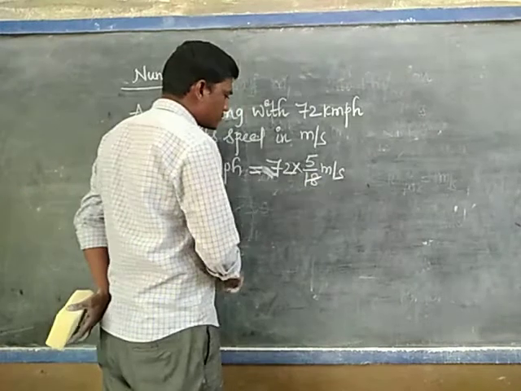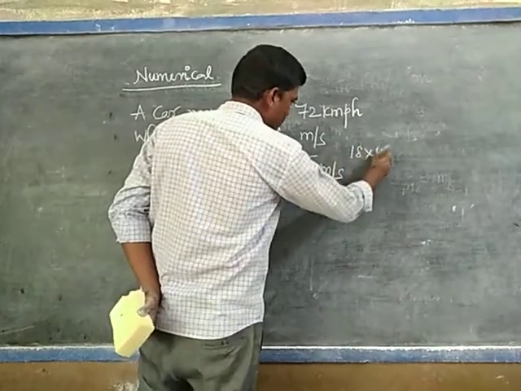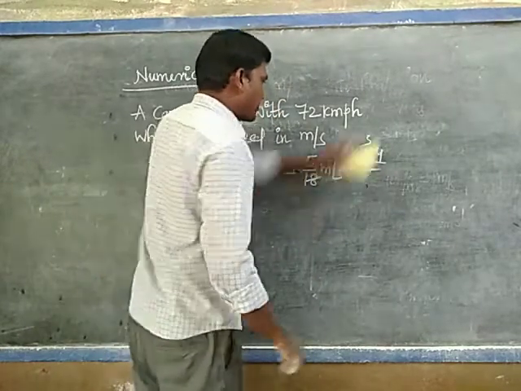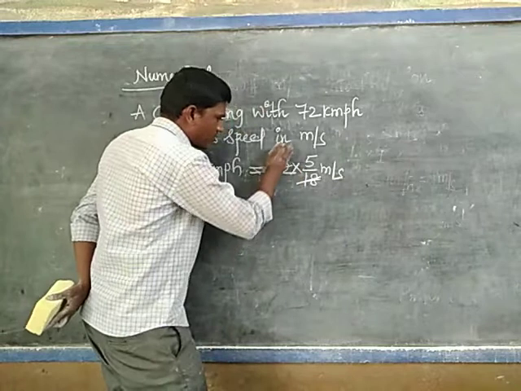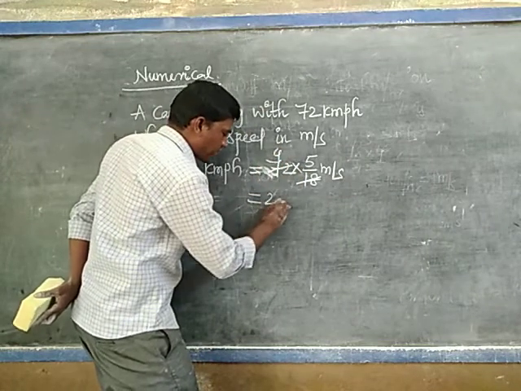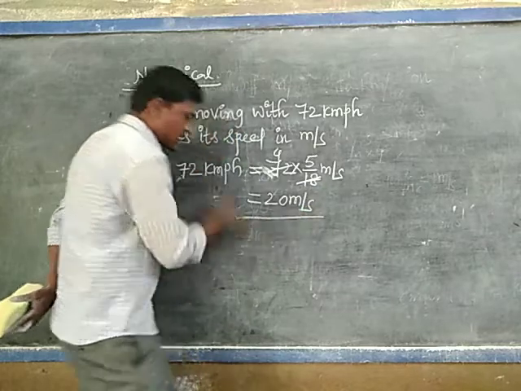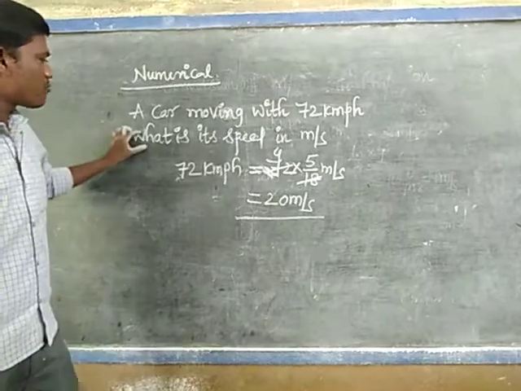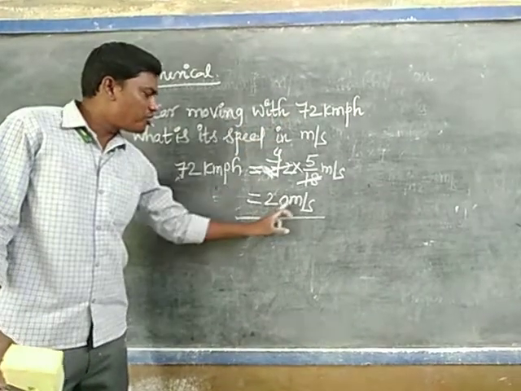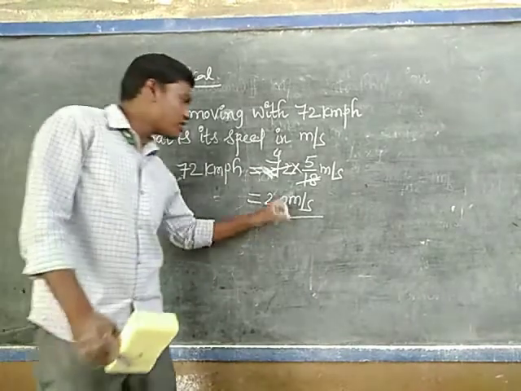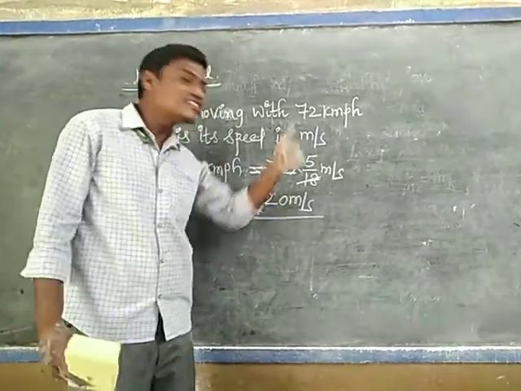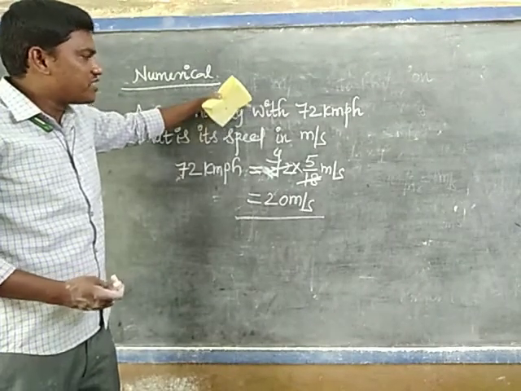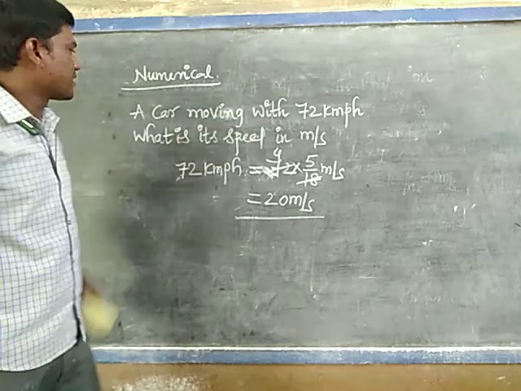With the 18 table, 18 4s are 72. Then what can you write? 18 4s, 4 into 5 is 20. That's why 20 meters per second. Simple thing. A car moving with 72 kilometer per hour, its speed in meters per second is 20 meters per second. Means in 1 second the car will cover 20 meters of distance. That is the method to convert from kilometer per hour to meters per second.